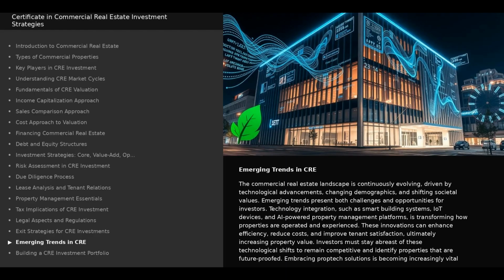Investors must stay abreast of these technological shifts to remain competitive and identify properties that are future-proofed. Embracing PropTech solutions is becoming increasingly vital for optimizing performance and attracting modern tenants. A digital transformation is reshaping every aspect of the CRE industry.